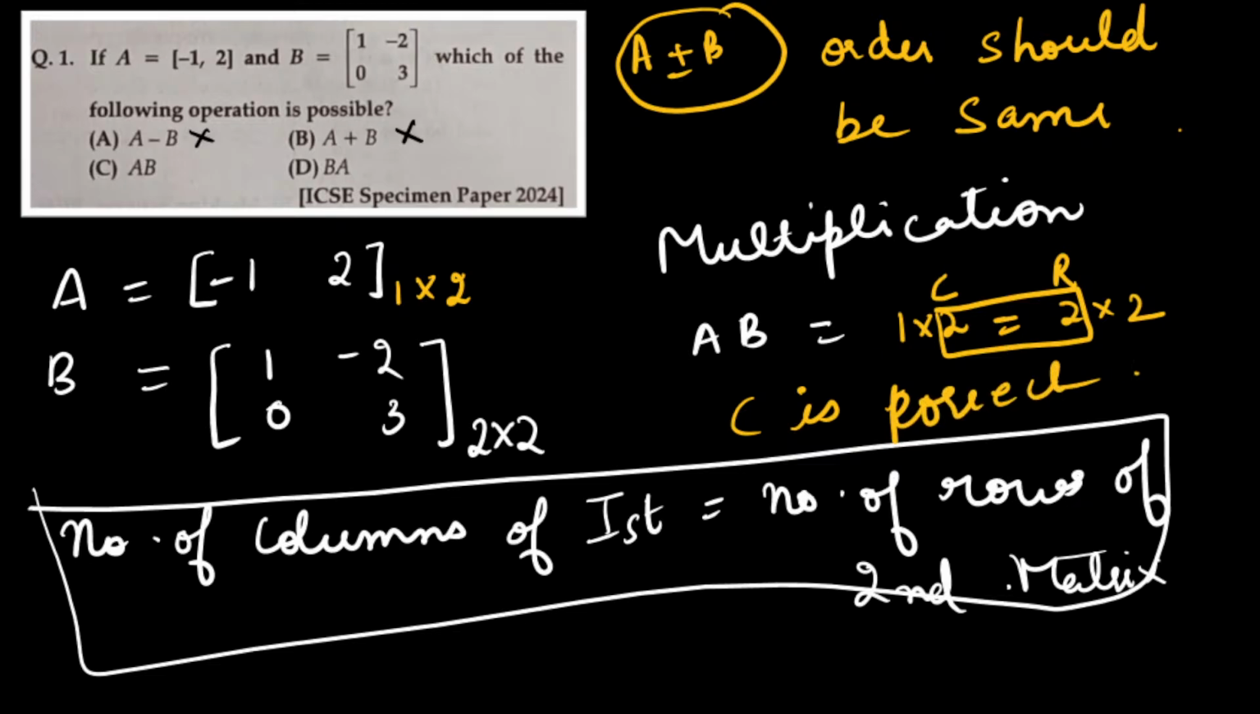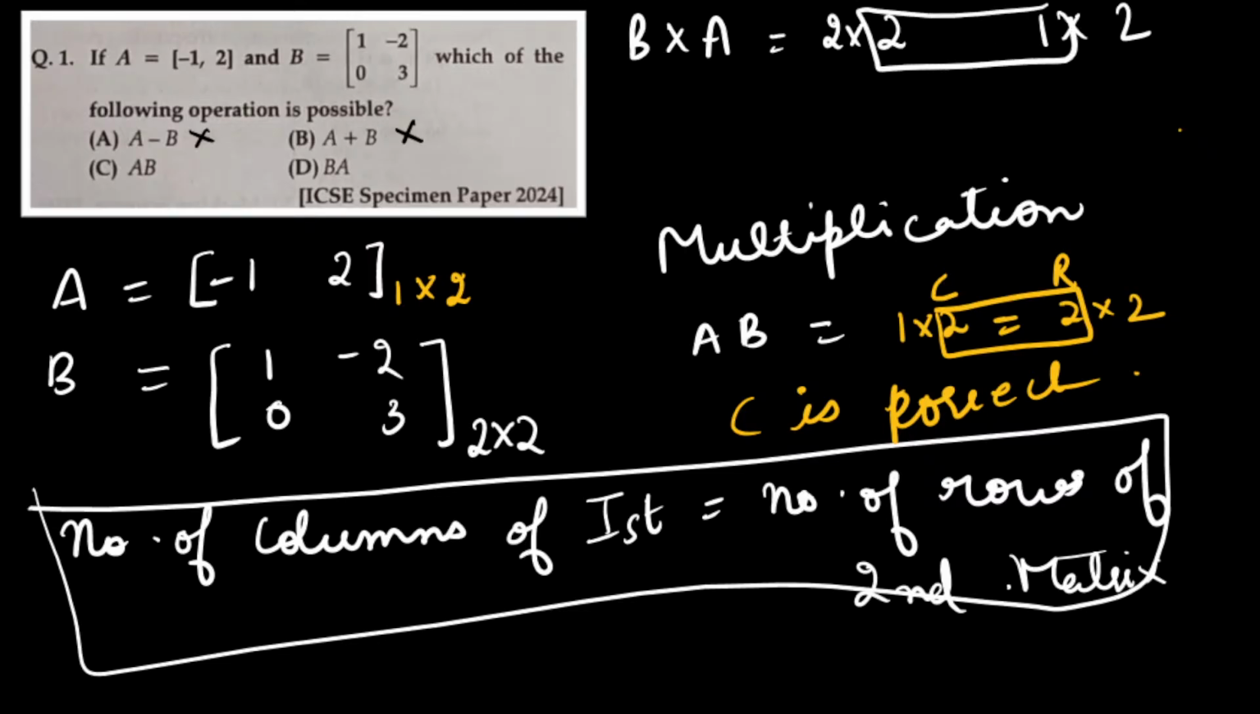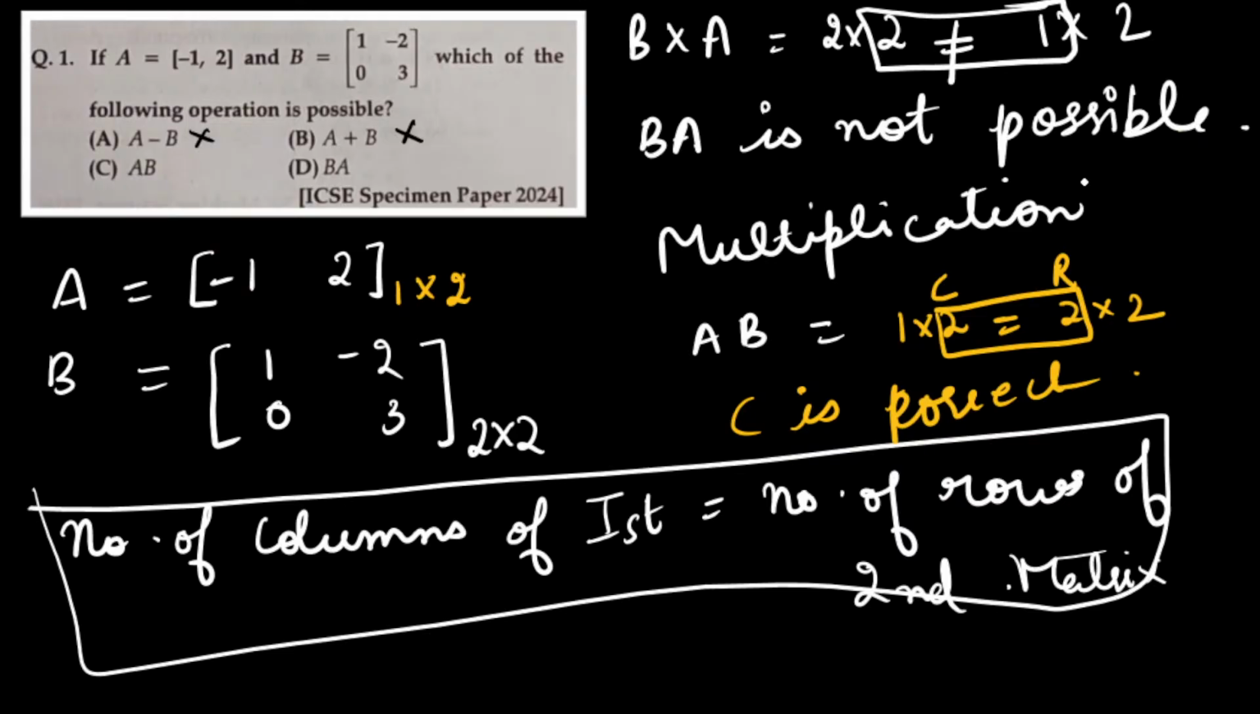You can check for BA also. BA means multiplying B into A. Is it possible? B's order is 2 by 2 and A's order is 1 by 2. If we compare the columns of the first and rows of the second, they are not equal. So B into A matrix multiplication is not possible. The possible option here is option C.